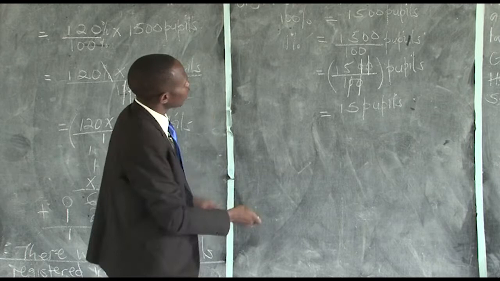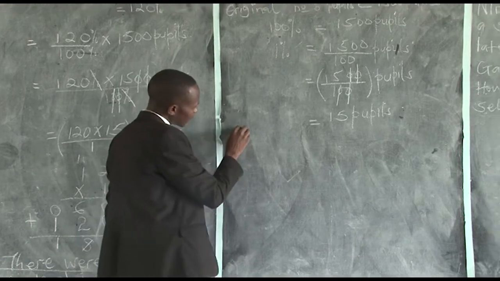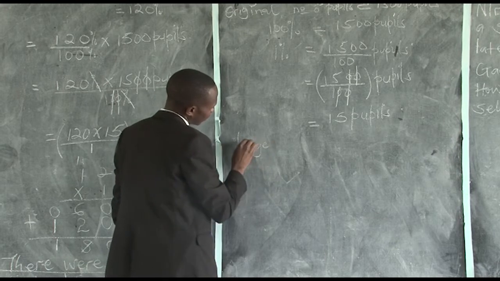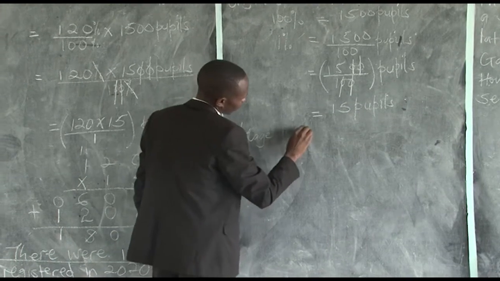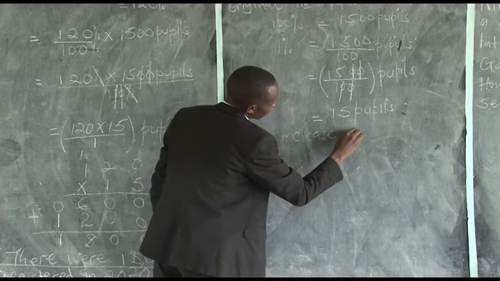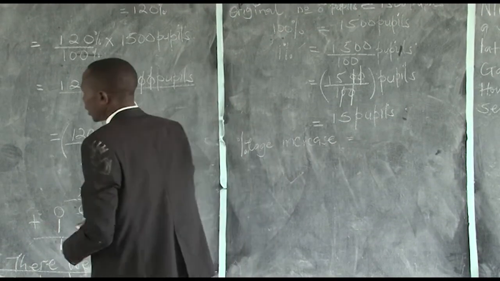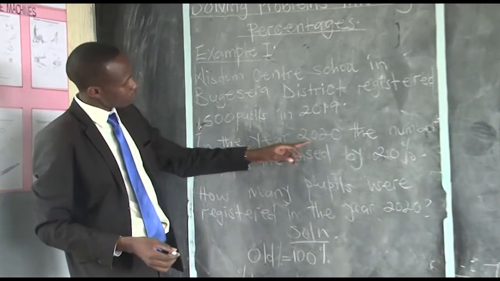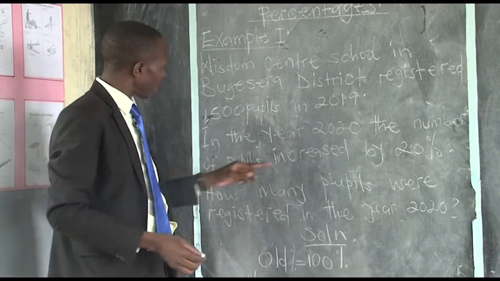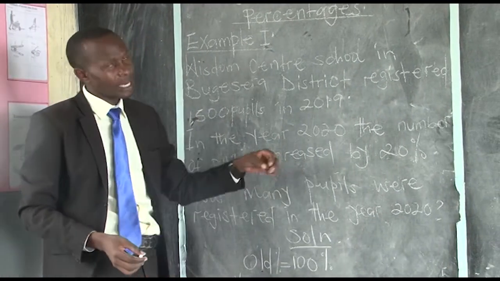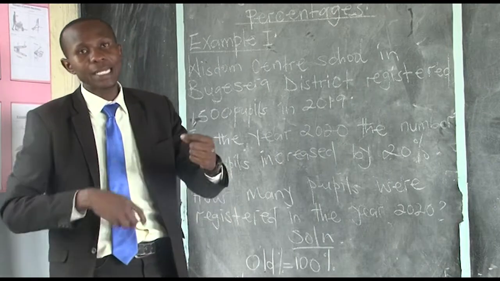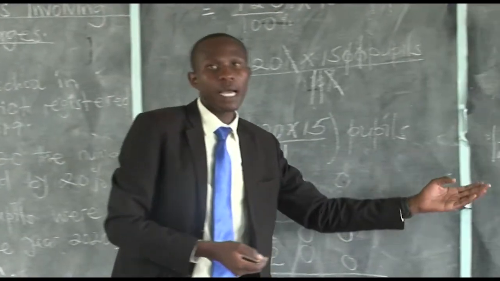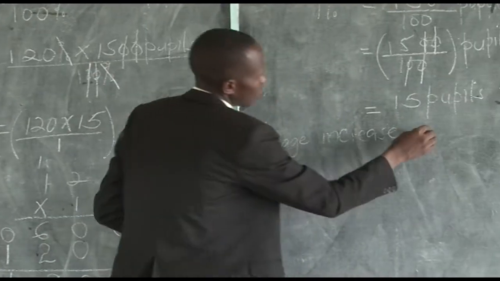So let's look at this. We shall say percentage increase. Percentage increase was given. Let's look at this. When you look at it here, they said in the year 2020, the number of pupils increased by 20%. So what does it mean? Percentage increase is 20%. So I'll come here and say my percentage increase is equal to 20%.